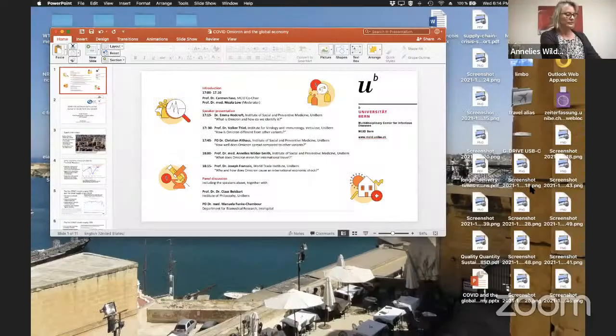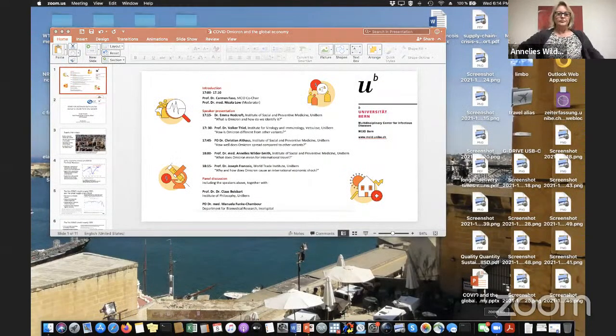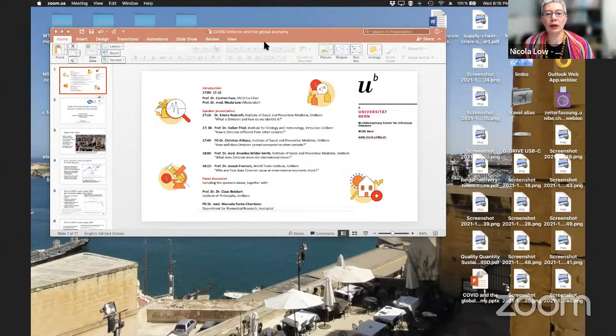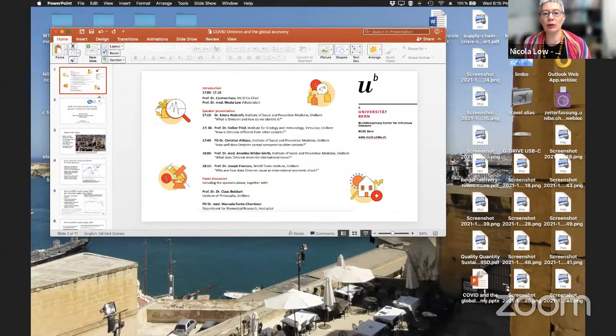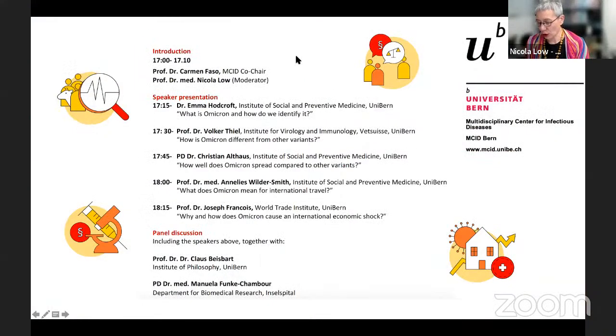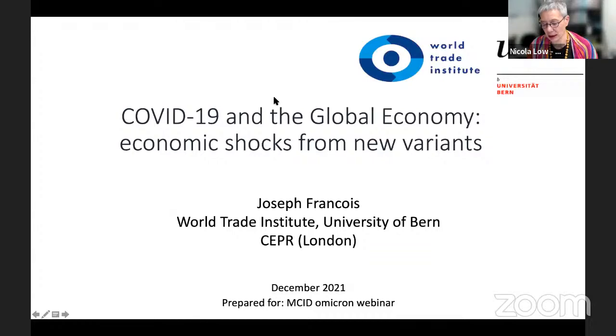But what I would like to do now is to move on to introduce our last speaker, who is going to talk about why and how Omicron causes an international economic shock. Our speaker is Professor Dr. Joseph Francis. He is Managing Director and Professor of Economics at the World Trade Institute at the University of Bern. His other positions include being a Fellow of the Centre for Economic Policy Research in London and Director of the European Trade Study Group and the Institute for International and Development Economics.